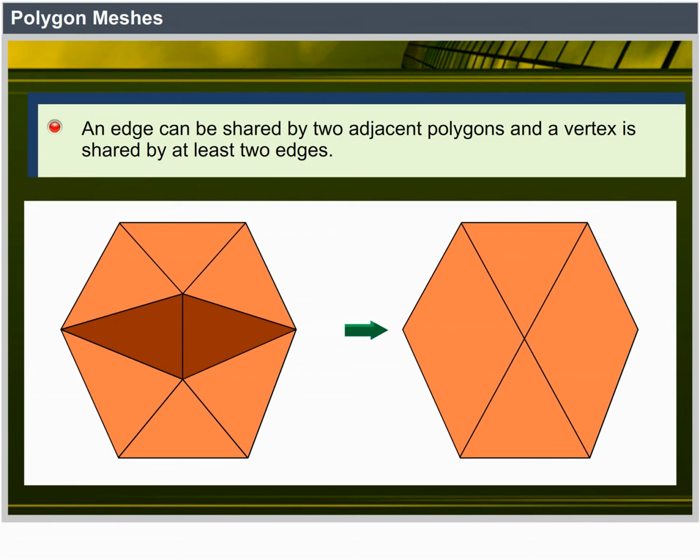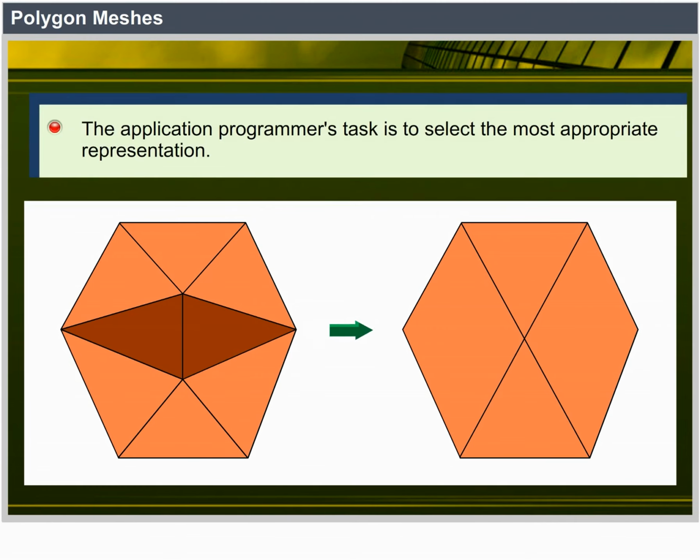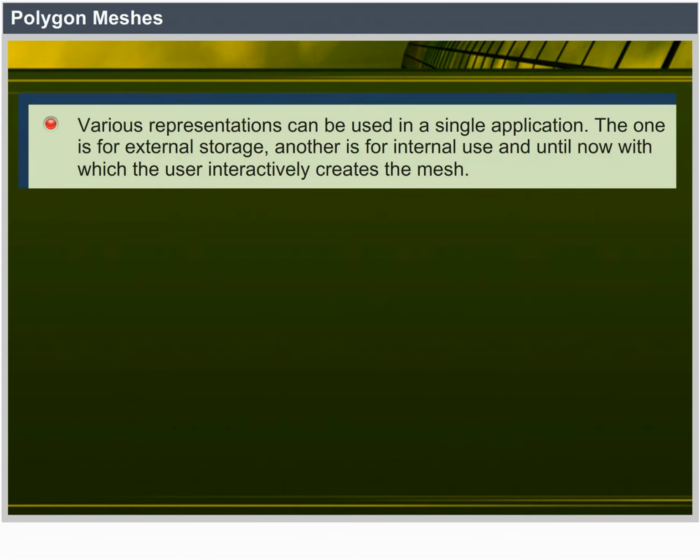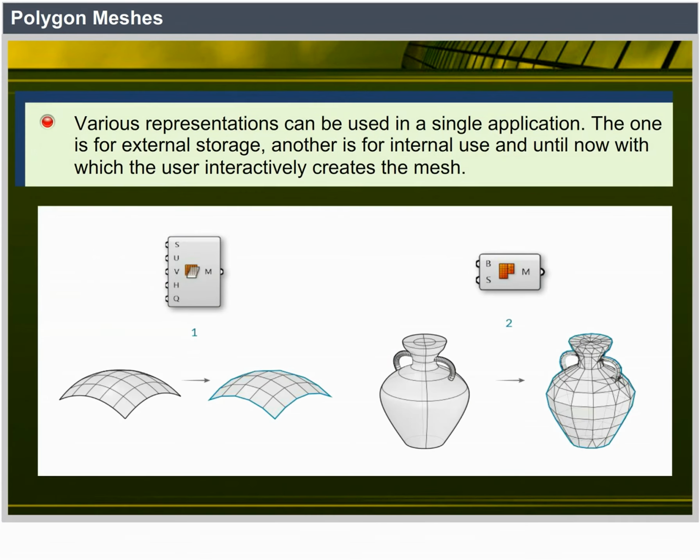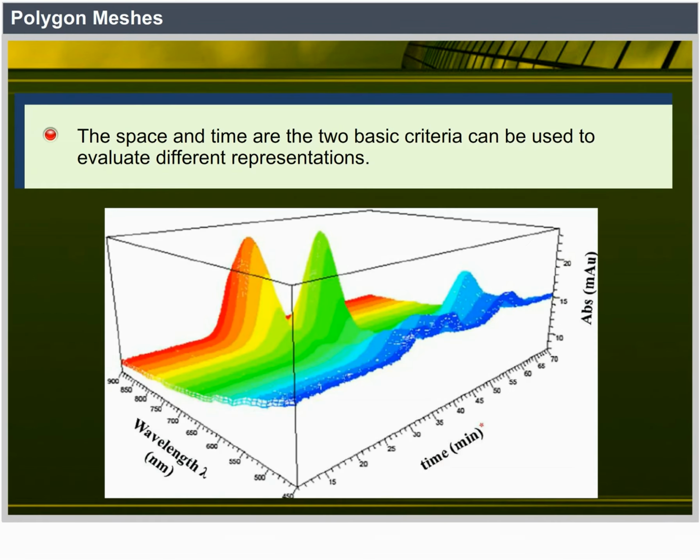The application programmer's task is to choose the most appropriate representation. Several representations can be used in a single application, one for external storage, another for internal use, and yet another with which the user interactively creates the mesh. Two basic criteria, space and time, can be used to evaluate different representations.